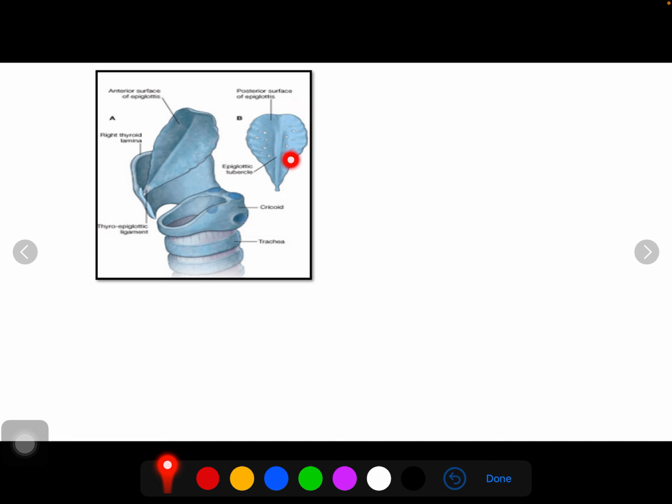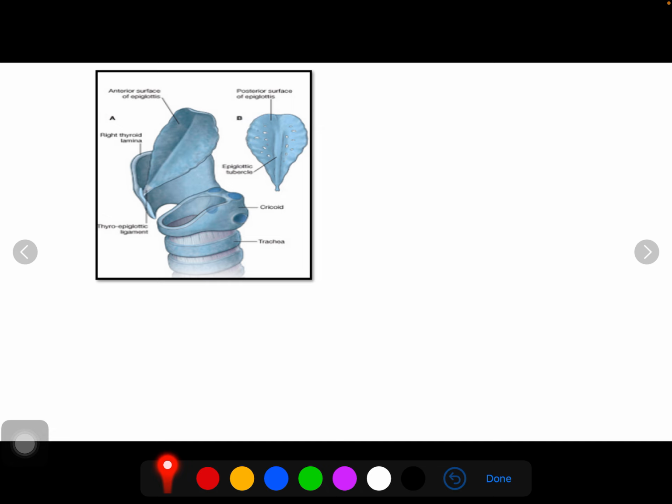The epiglottis is a leaf-shaped elastic cartilage. It forms the anterior wall of the laryngeal inlet. It projects upward and backward behind the hyoid bone. The next one, parts of the epiglottis. It has an upper margin that is broad and free. Then it has a lower end, which is narrow and pointed, and it has lateral margins, right and left.